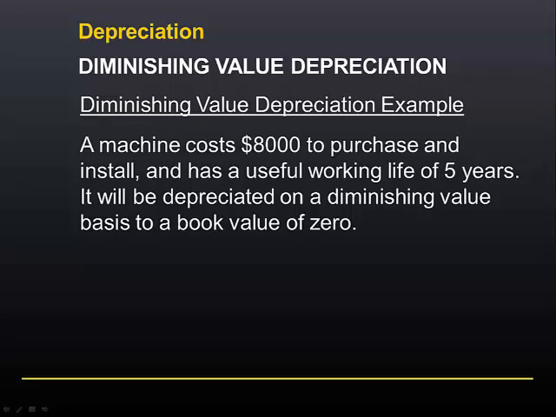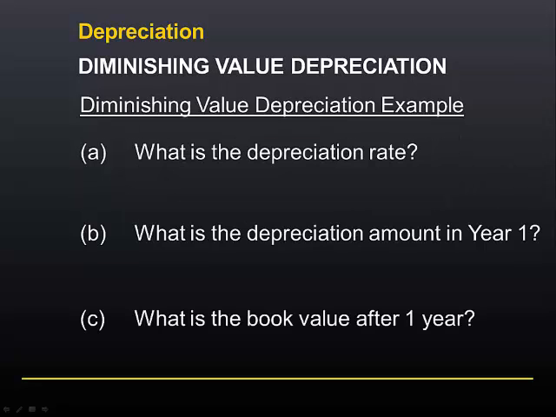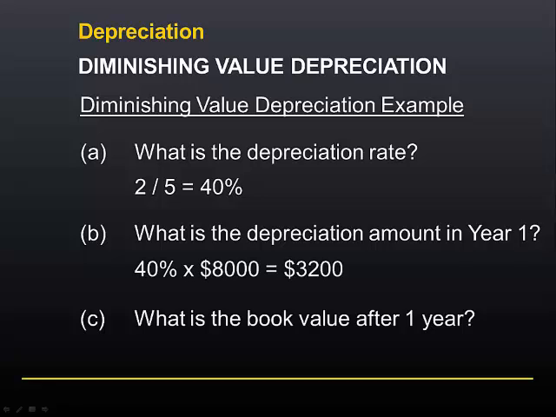A machine costs $8,000 to purchase and install and has a useful working life of 5 years. It will be depreciated on a diminishing value basis to a book value of 0. The depreciation rate is 2 divided by the life of the asset in years, which is 5, giving us a depreciation rate of 40%. The depreciation amount in the first year is 40% times the book value at the beginning of that year, or $8,000, giving us depreciation of $3,200.